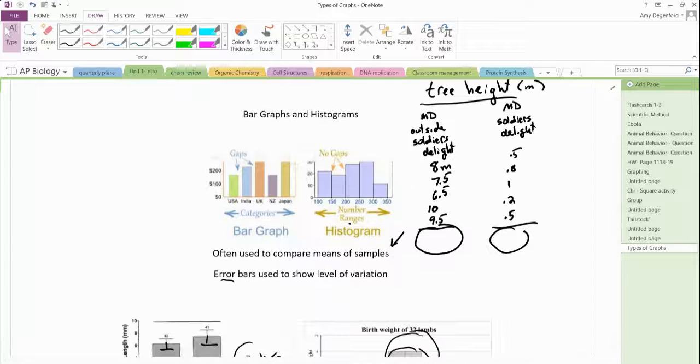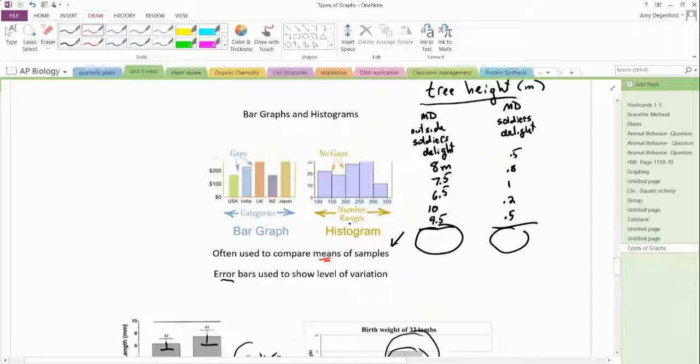So how about bar graphs and histograms? Well, bar graphs and histograms are very similar. Bar graphs use categories. Histograms use number ranges. You can see this nice comparison here. Bar graphs show gaps between the bars, and it's because they're categories. And then the histograms, they're touching because, again, we're showing that relationship as it goes up. These often are used to compare means of samples. You're going to see that throughout the class.